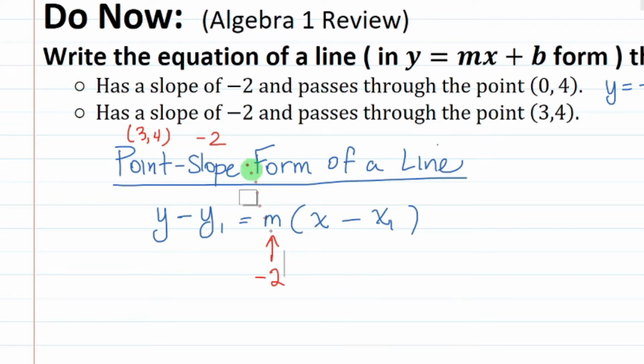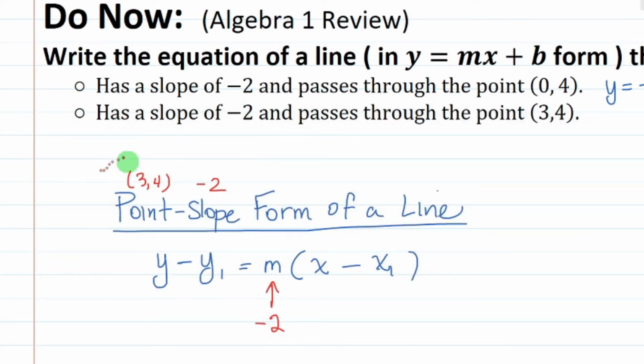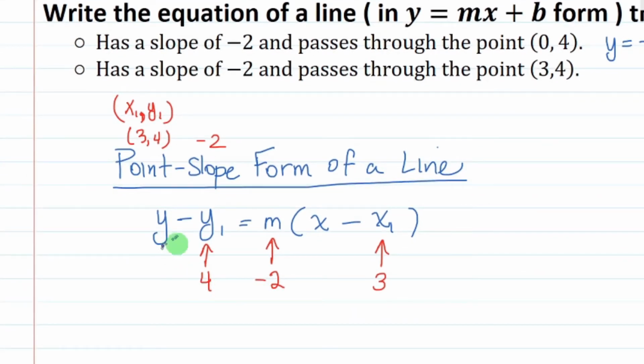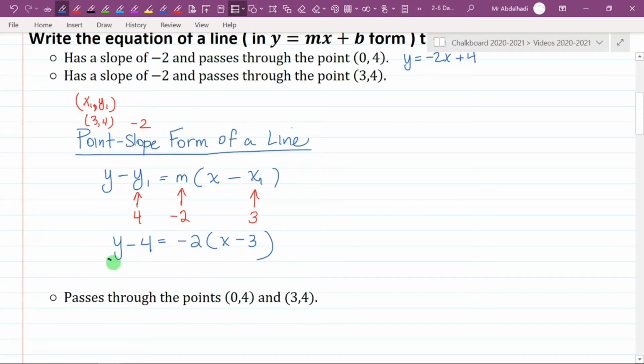But what's your point? Well, your point, 3, 4, is going to be labeled as x1, y1. So what's your x1? Your x1 is this 3 here, and your y1 is the 4. So x1 is 3, and y1 is 4, okay? And when you do that, you get this. y minus y1 becomes y minus 4 equals -2 times x minus 3, and that's your answer in what's called point-slope form, okay? That's not in y equals mx plus b form. You can tell from the parentheses and the fact that there's a -4 on this side of the equation.